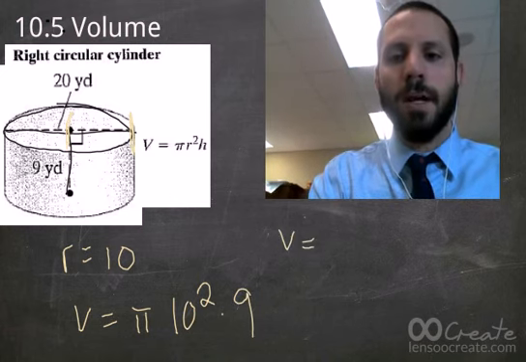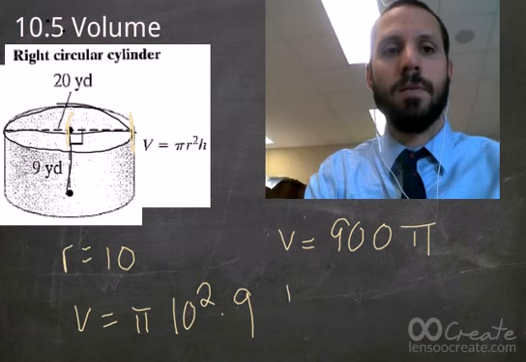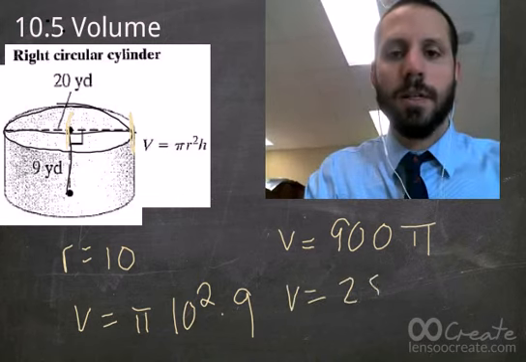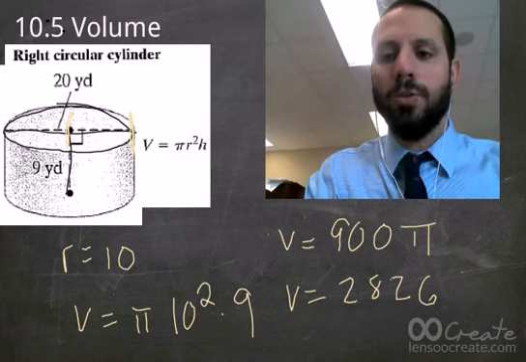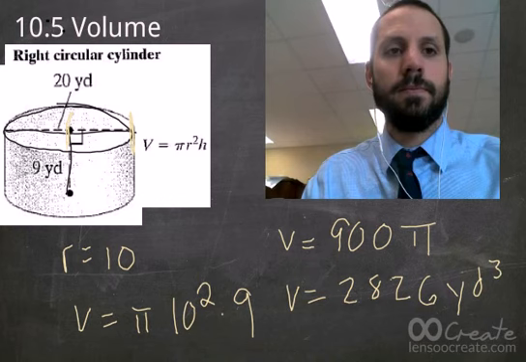So we can leave our volume in terms of pi. We'd call it 900 pi. Or we could multiply by the pi, and we'd get 2826. And this was cubic yards.